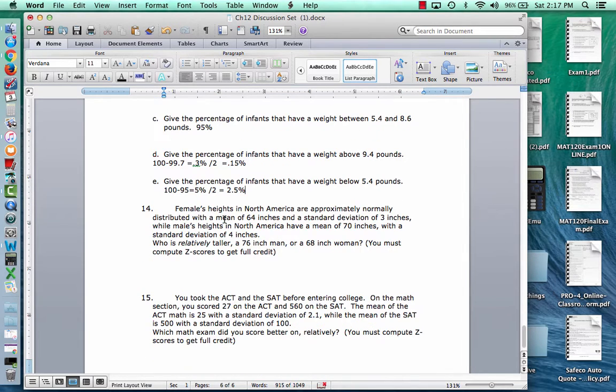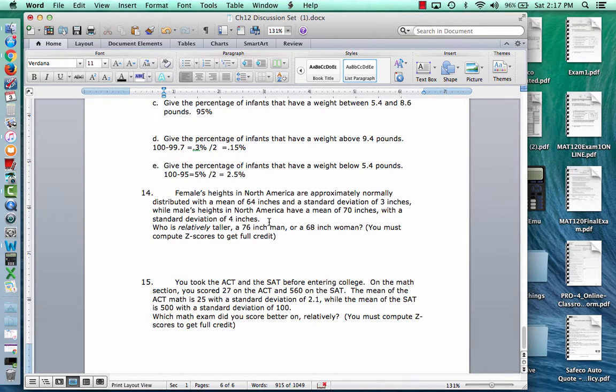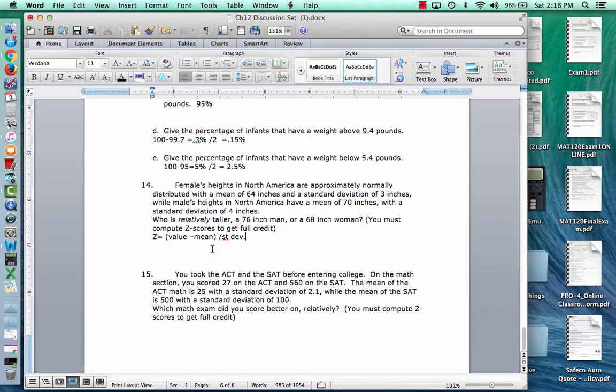Next one, it says females' heights in North America are approximately normal. It says who is relatively taller, a 76-inch man or a 68-inch woman. So the z-score formula is z equals the value minus the mean, divided by the standard deviation. And that lets us know how many standard deviations above or below the mean a person is.